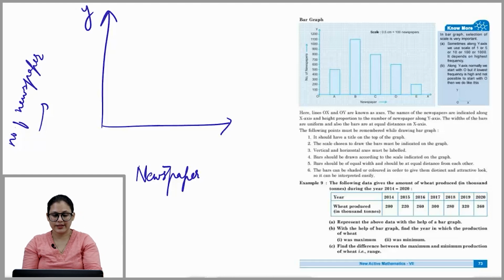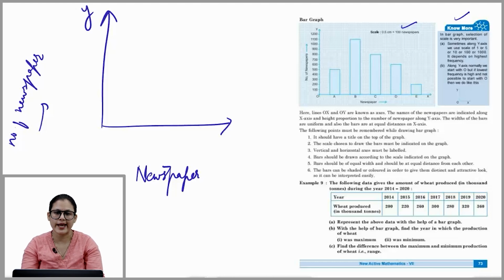Okay, and this is how we plot the graph. Here the scale has been chosen: 0.5 centimeter is equal to 100 newspapers. In a bar graph, the selection of scale is very important. Sometimes along the y-axis we use a scale of 1, 5, 10, 100 or 1000. It depends on the highest frequency, right?